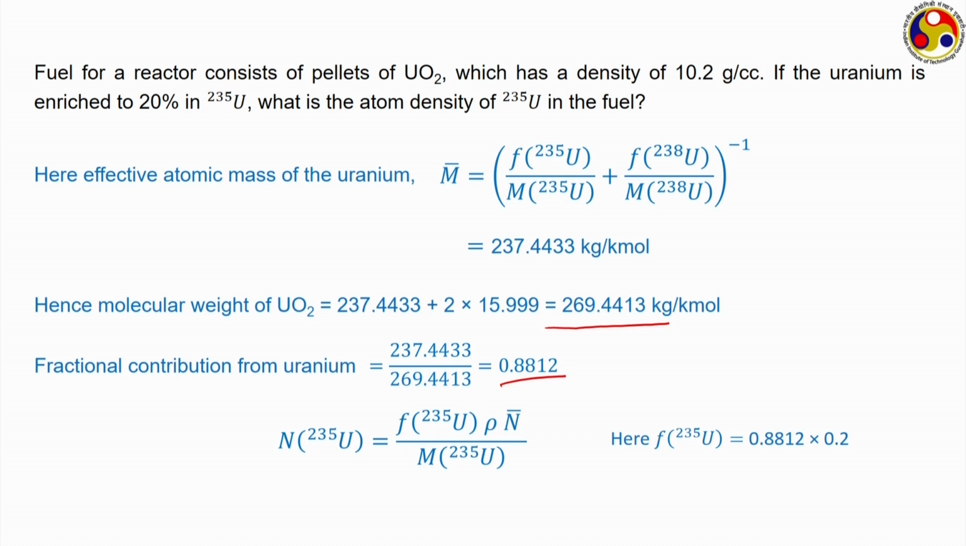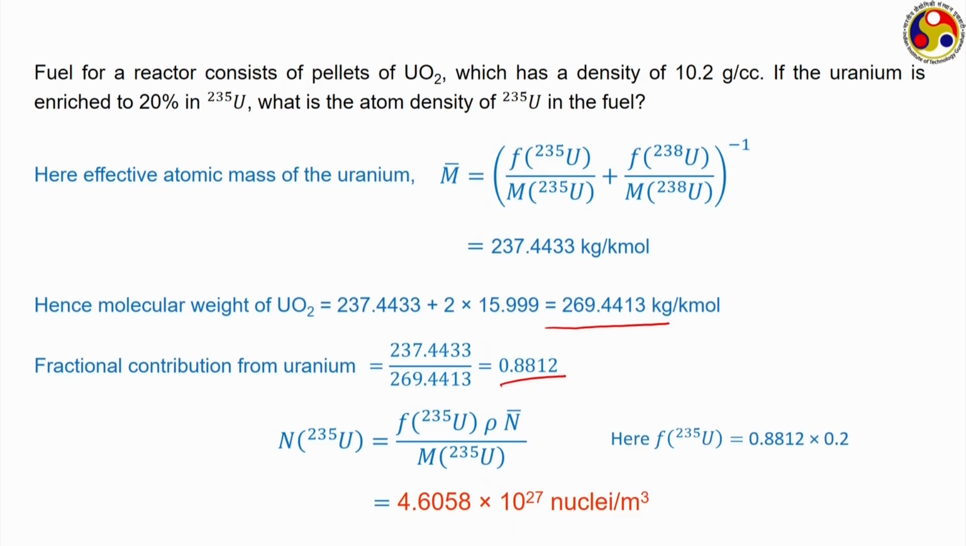Yes. So, accordingly we can calculate the total number of uranium 235 nuclei present per unit volume of the fuel, and we can also do the same for uranium 238 if required at all. So, this is the corresponding answer after putting the values.